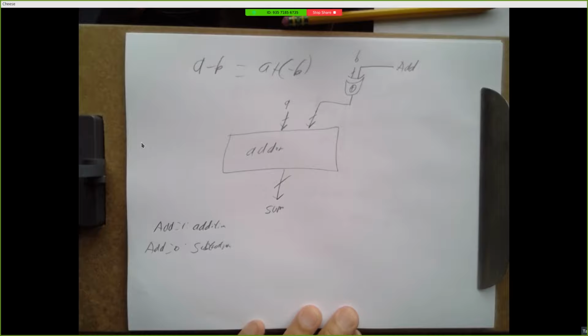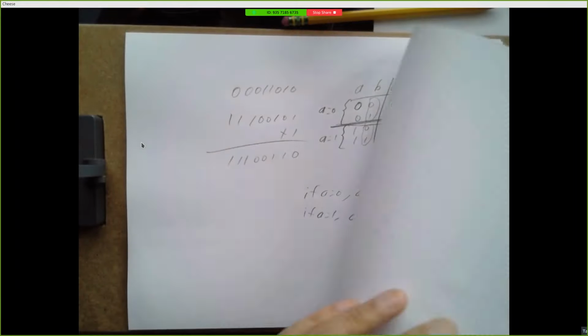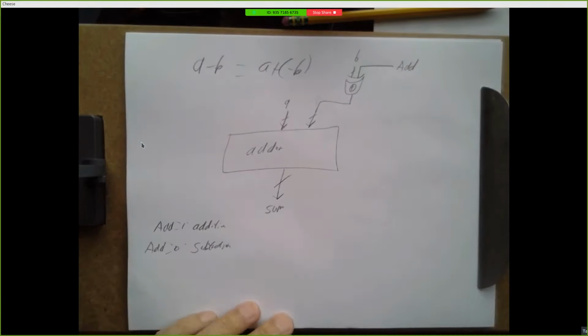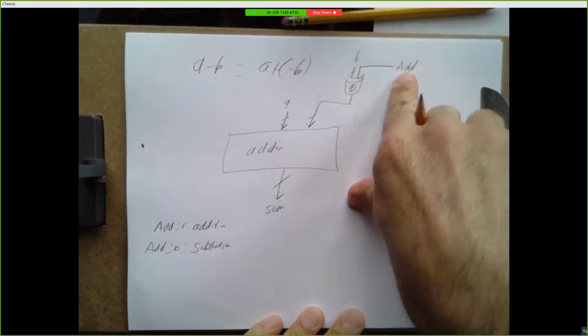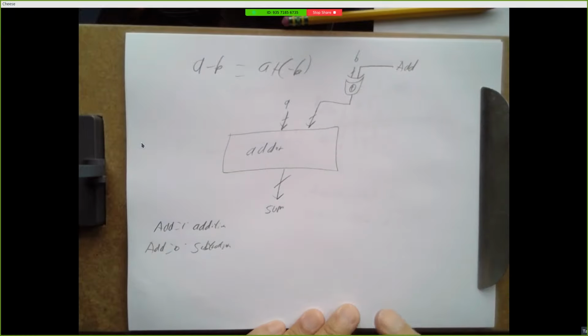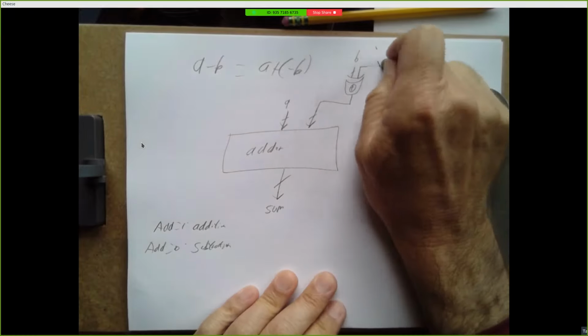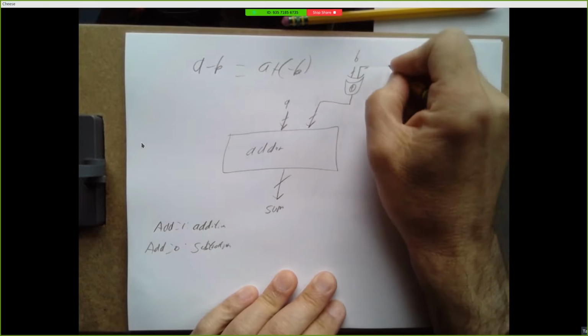Because if I want to do subtraction, I need to get a 2's complement. I need to toggle all of my bits on B. If I set this to a 1, it's going to toggle my bits. If I set it to a 0, it's not going to toggle my bits. So let's put an inverter in here.